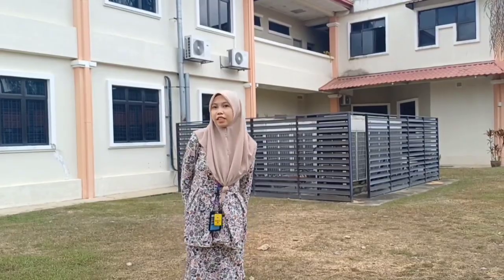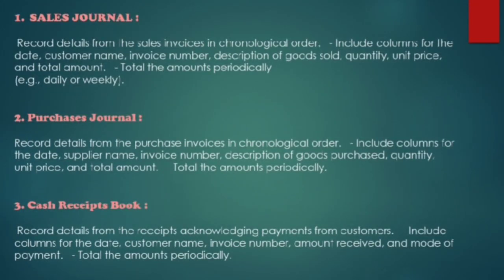Second, purchase journal. Record data from the purchase invoices in chronological order. Include columns for the date, supplier name, invoice number, description of goods purchased, quantity, unit price, and total amount. Total the amounts periodically.